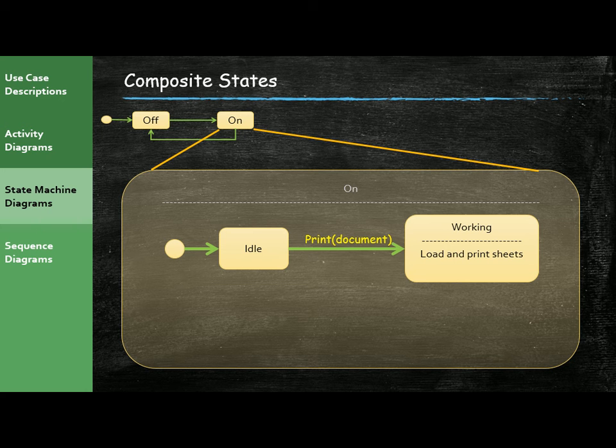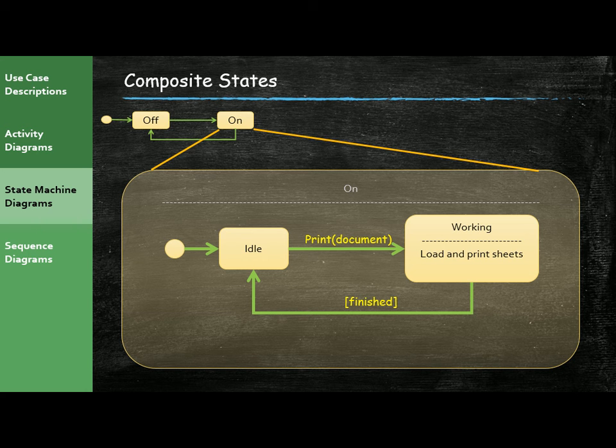So we could be idle, and then when we print, which is our transition, and by the way, document is something that is passed to the next state, we're working. And then when we're done working, when we're finished printing, so the guard condition is if we are finished, so there's no more documents to print, then we transition back to the idle state. And then we transition back to working the next time somebody prints a document. So we decomposed the on position.